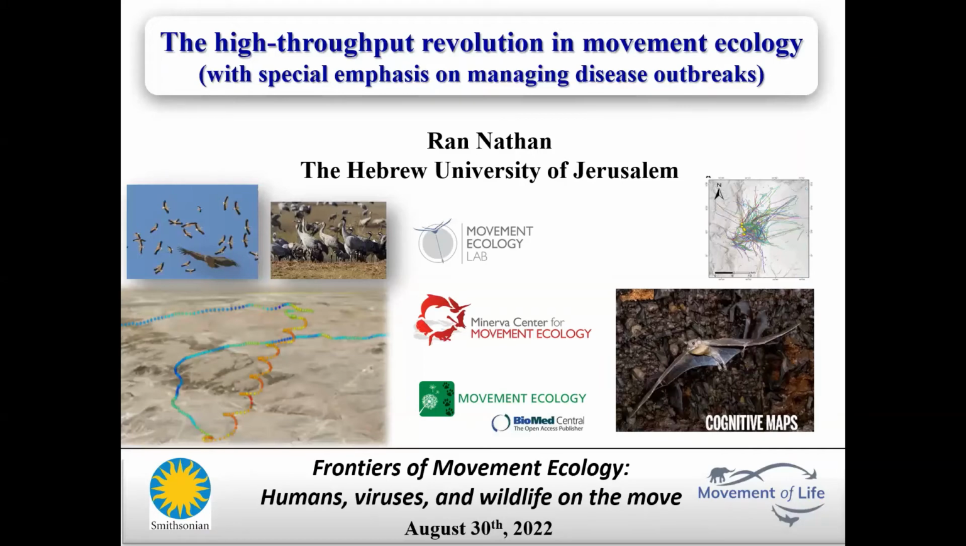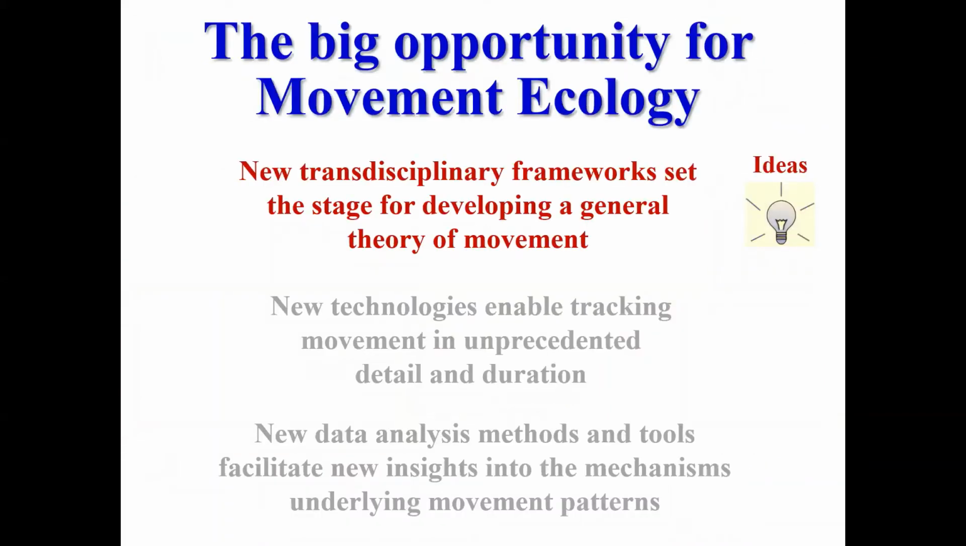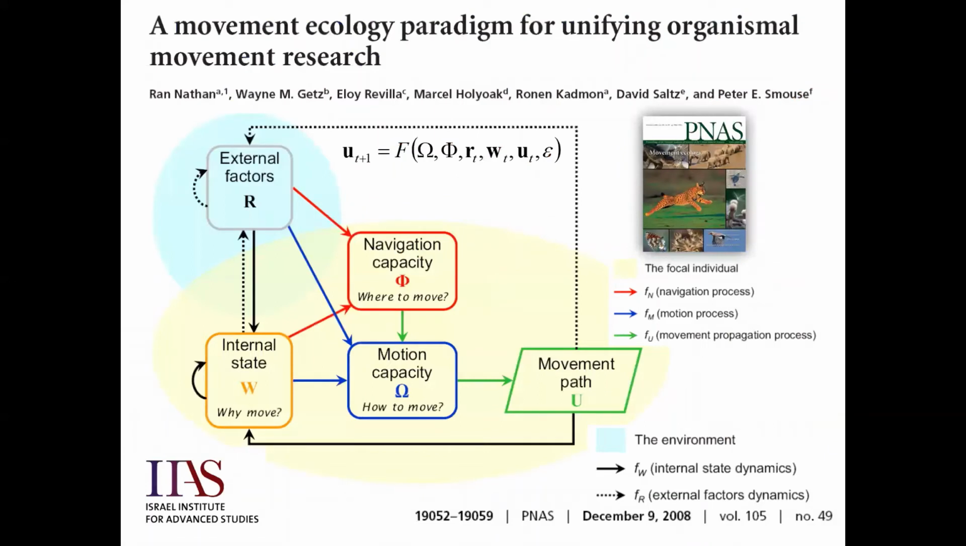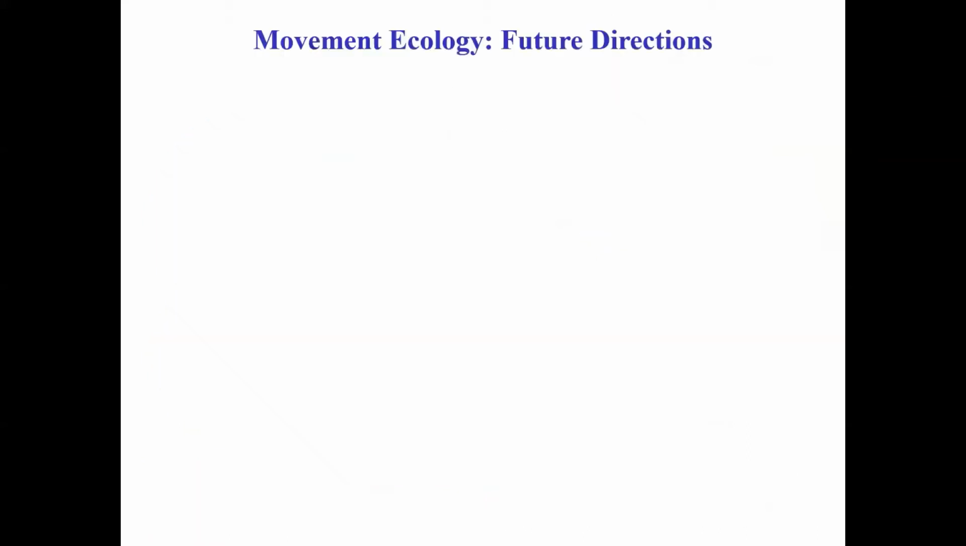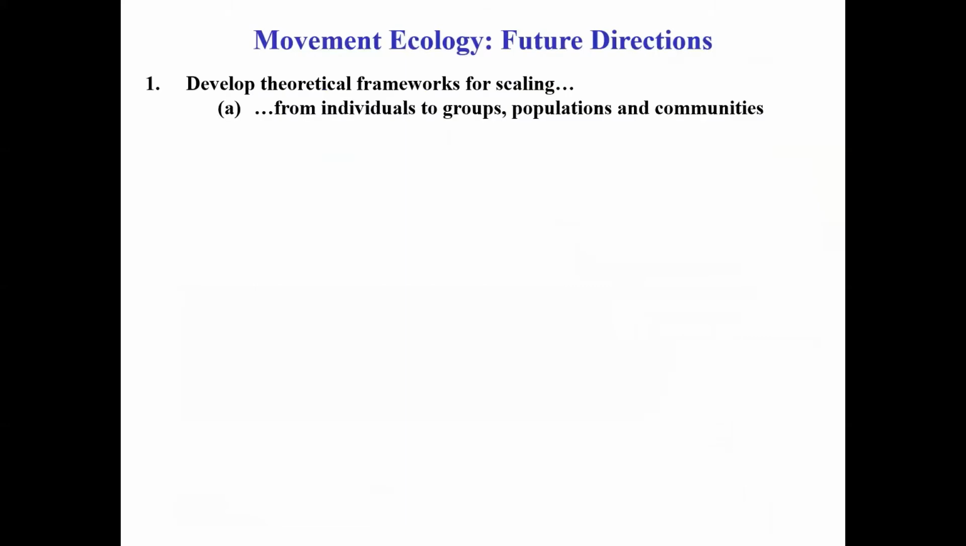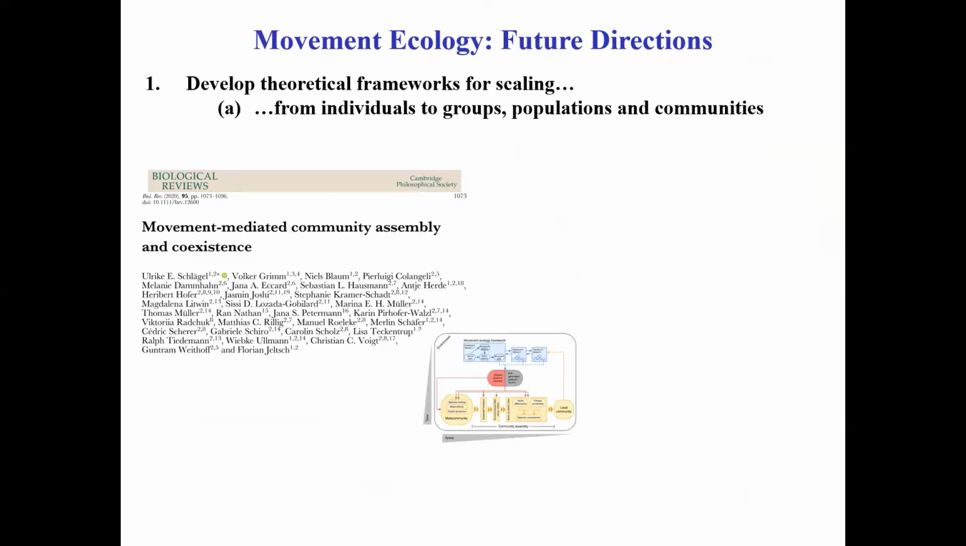So let me start with what we all know. This audience all knows that the time now is ripe for big opportunities for movement ecology research. This framework that we proposed about 14 years ago has proven meanwhile to strongly integrate components and taxa and topics and movement phenomena, but we still need to do more. Especially we need to scale up from individuals to groups, populations, and communities. This is a call and some guidelines on how to do this.